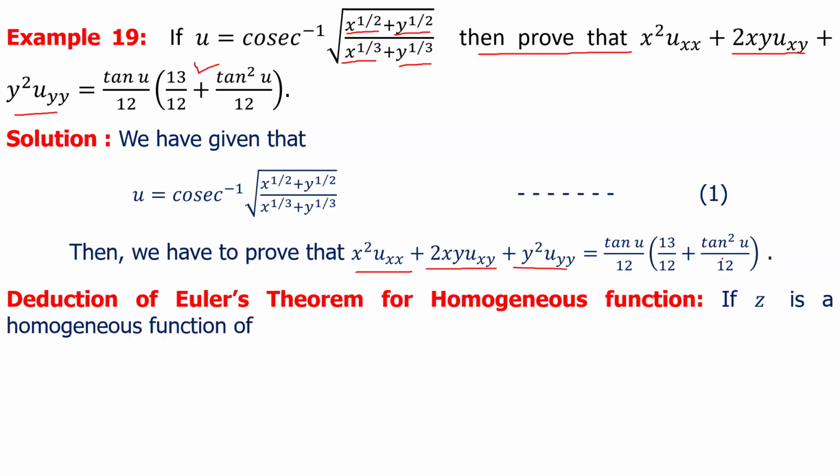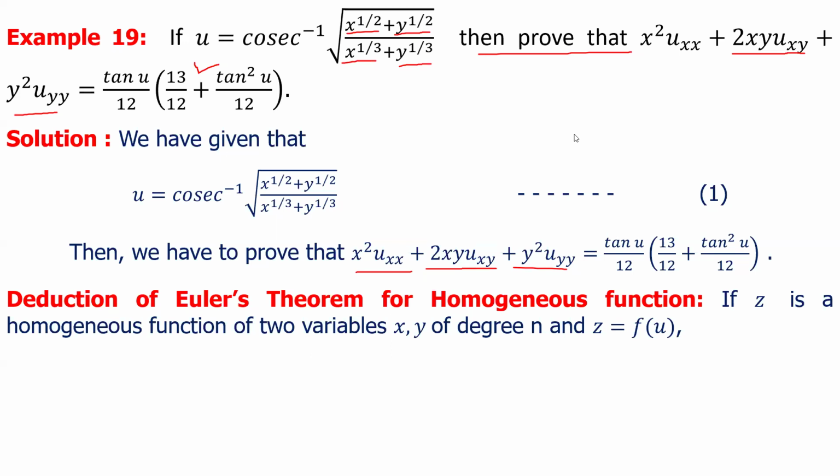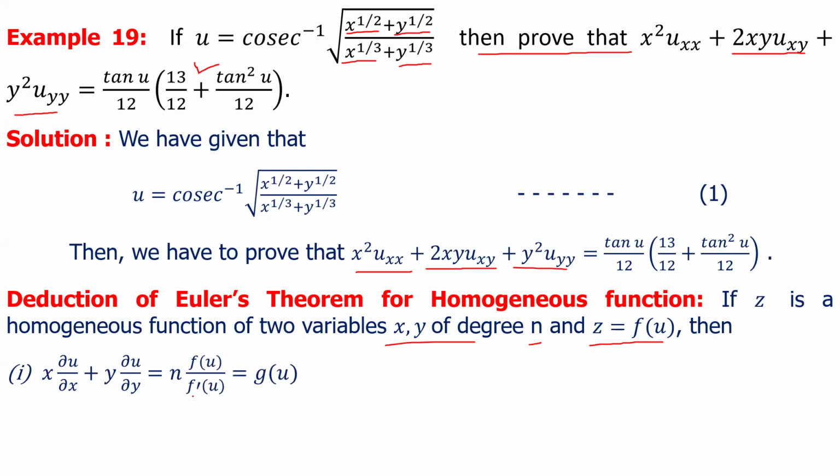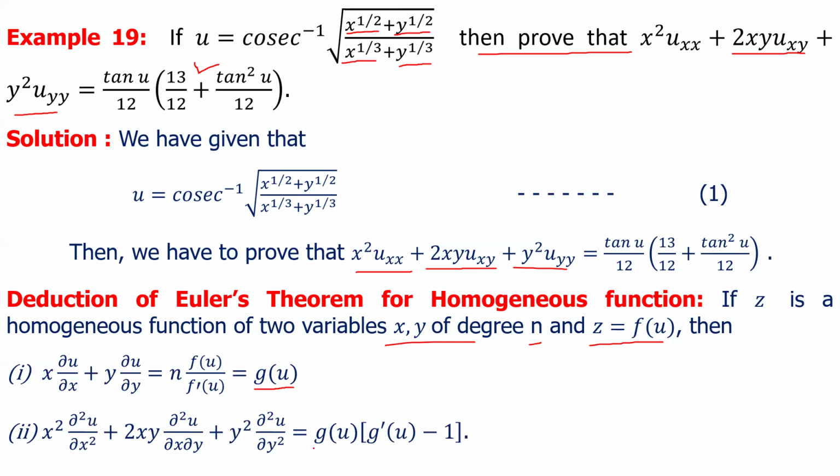So let us first define what is the reduction of Euler's theorem for homogeneous function. If z is a homogeneous function of two variables x and y of degree n and z is equal to f of u, then x del u del x plus y del u del y is equal to n f of u upon f dash of u, which can also be written as g of u. And second, x square del 2u del x square plus 2xy del 2u del x del y plus y square del 2u del y square is equal to g of u times g dash of u minus 1.